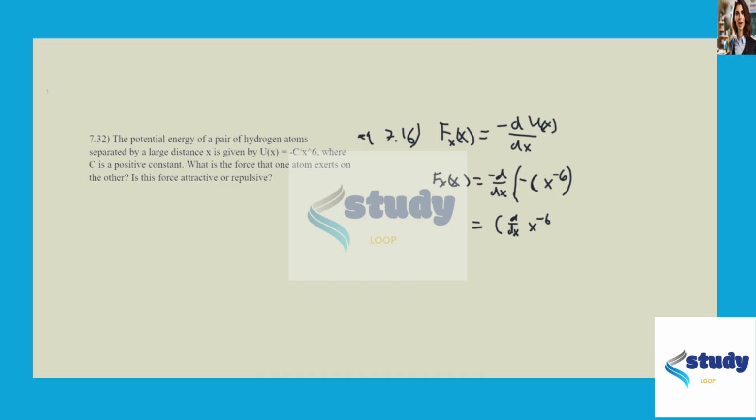In order to take a derivative of something to some negative power, you just write down c times the power itself that it's currently at, and then you get x, and you subtract 1, so you get negative 7 here. So in total, what we get is negative 6c x to the negative 7 as our force for the interaction between these two hydrogen atoms.